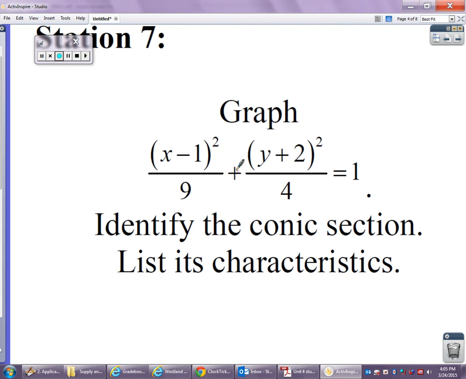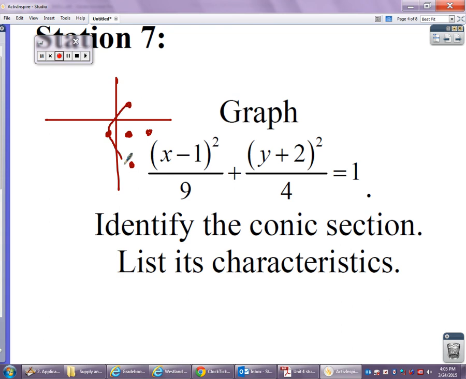Because of the plus sign, I know that this is an ellipse. It also equals 1. The center of the ellipse is at 1, negative 2, which is right here. And since the A below the x is 9, and it's bigger than 4, that's how I know this is the A. I go up 3 and down 3. The 4 means I go to the right 2 and left 2.